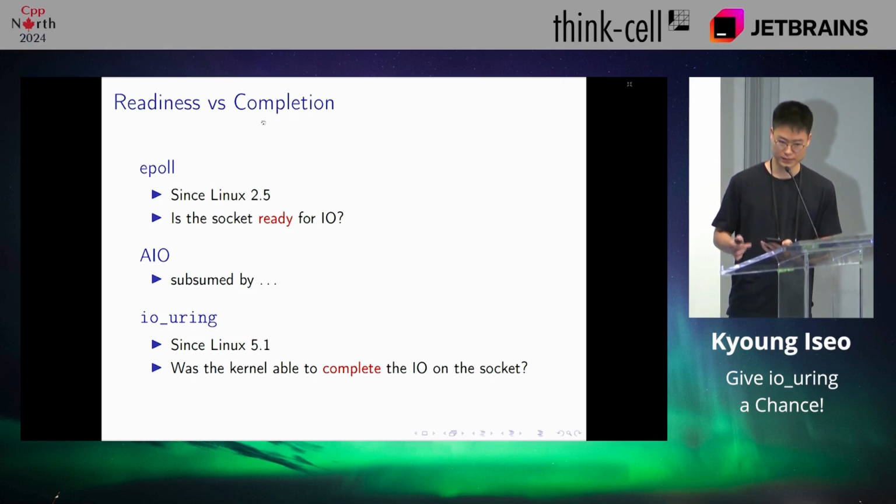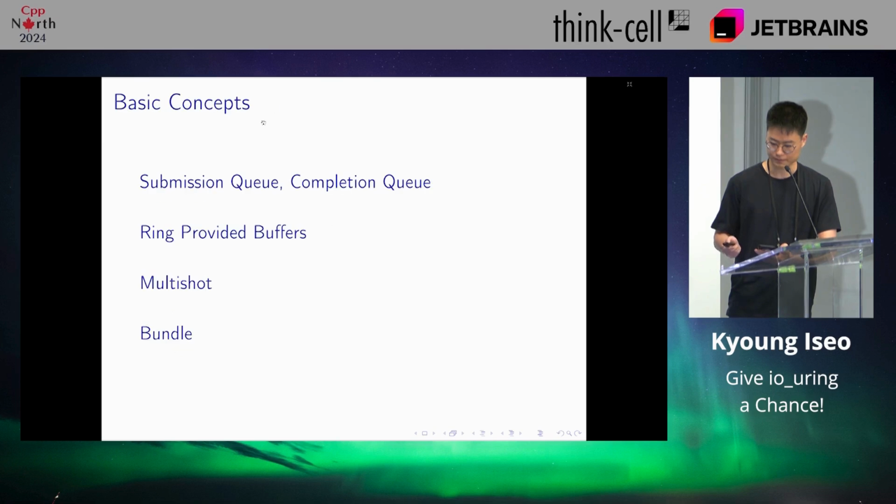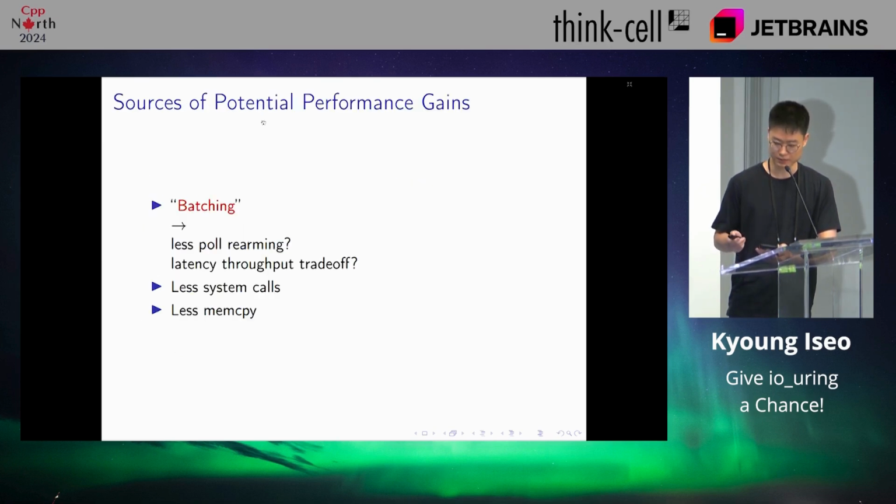You could have also used POSIX AIO, but it wasn't really easy to use and it wasn't really that efficient, so nobody actually used it. It is now subsumed by io_uring. It was introduced about 5 years ago, since Linux 5.1, I think. And now you can send a batch of system call requests and then get a batch of responses on how it went.